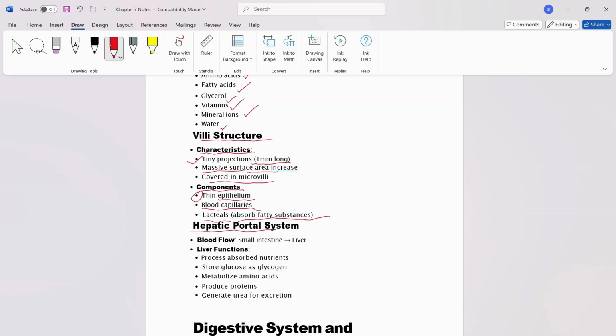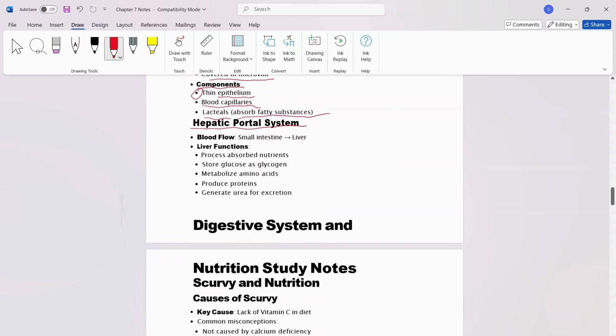Now our next topic is the hepatic portal system. So blood flows from the small intestine to the liver. Liver functions include processing absorbed nutrients, storing glucose as glycogen, metabolizing amino acids, producing protein, and generating urea for excretion.